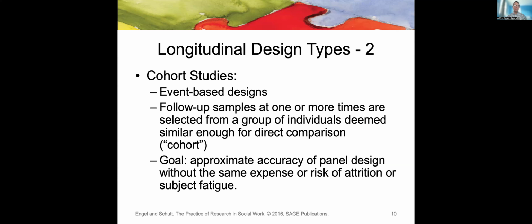So it merges the accuracy of a panel design without some of the same risk of attrition, or people saying, oh, I have to answer another questionnaire. So you're not burdening the group. As long as you know what the characteristics are of people who would be in this cohort, you allow some flexibility in terms of different people being in there, but not burdening them with having to answer too many research questions.